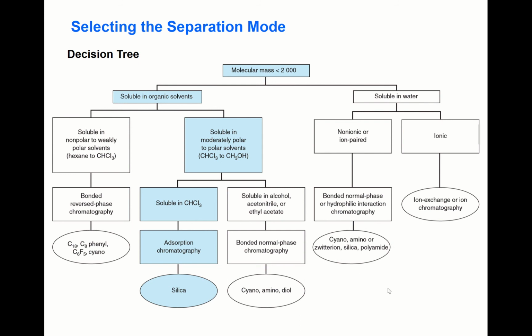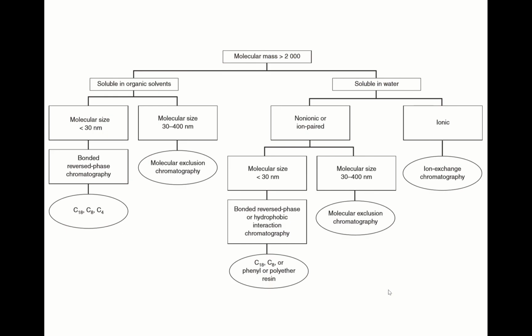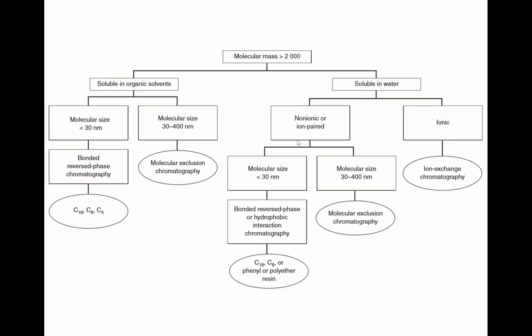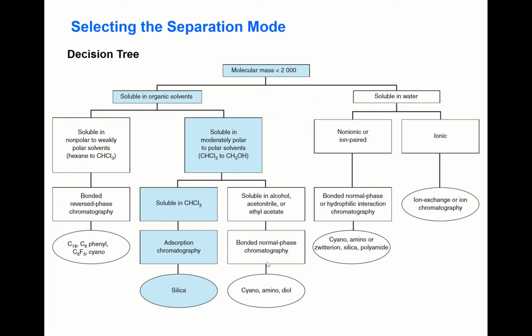There are two trees. One is for when the molecular mass is less than 2000, and the other is for when it is more than 2000. Let's take a look at this tree first, when the molecular mass is smaller than 2000. The first thing we have to decide is whether the solute is soluble in organic solvent or in water.